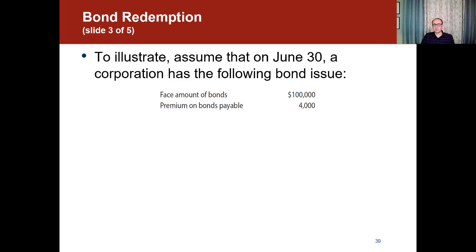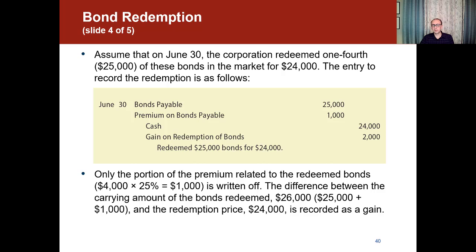So let's see an example. Assume that on June 30th, a corporation has the following bond issue. We have a face amount of bond that is $100,000 and we have a premium on the bond payable of $4,000. So this means that the carrying value or the book value of the bond is $104,000. Assume on June 30th, the corporation redeemed 1/4, which is $25,000 of these bonds in the market for $24,000. So as you can see, they paid $24,000 to acquire a $25,000 face value of the bond.